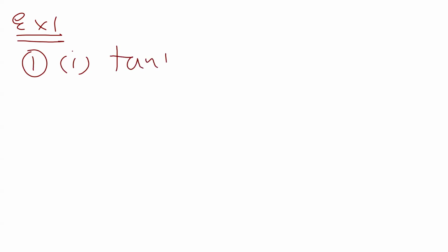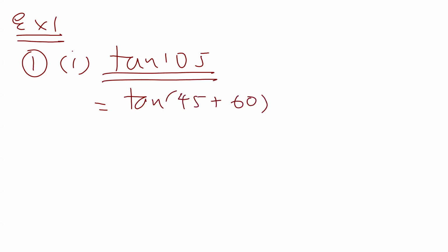Compound angle worksheet exercise number 1, question number 1, sub question 1. Tan 105. Now 105, okay. This particular value we need to find out using the functions of 45 and 60. So tan 45 plus 60. Okay. So this is A and this is B.